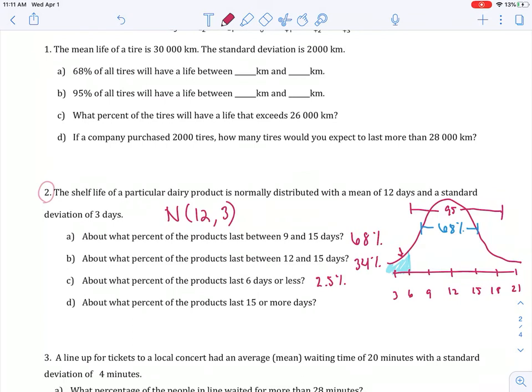About what percent lasts 15 days or more? That's this one right here. That's this tail. Remember, I've got the tail, the tiny tail, and the teeny tiny tail. This tail is 16%.